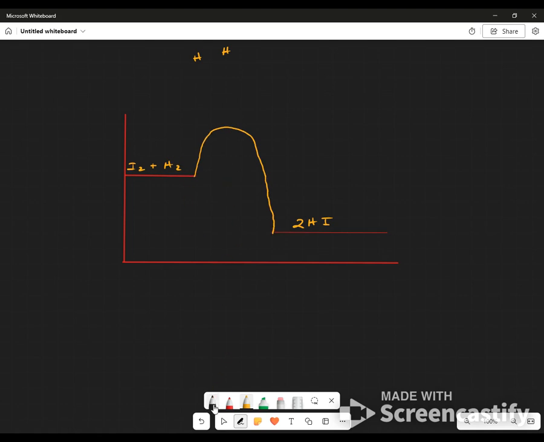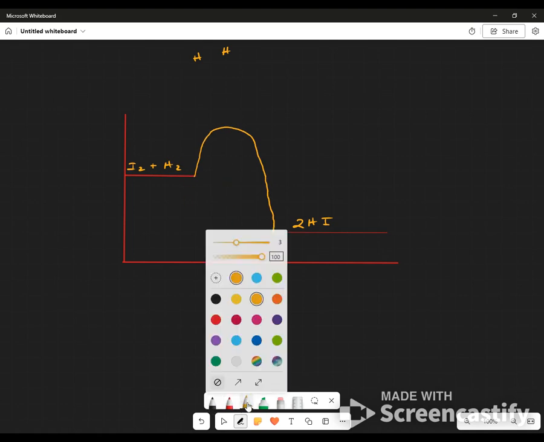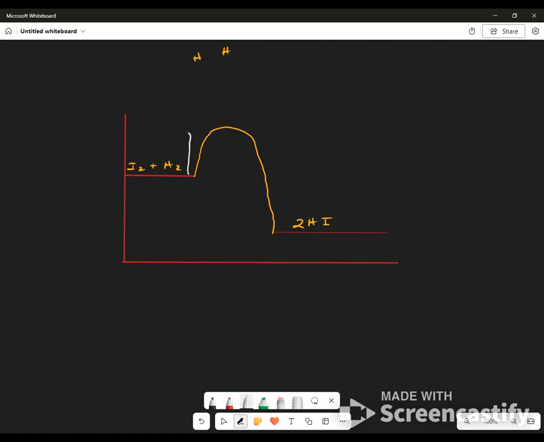This distance here is the energy I've got to put in, often known as the activation energy. And this distance going down is the energy that comes out. So this part is endothermic, and this part is exothermic.